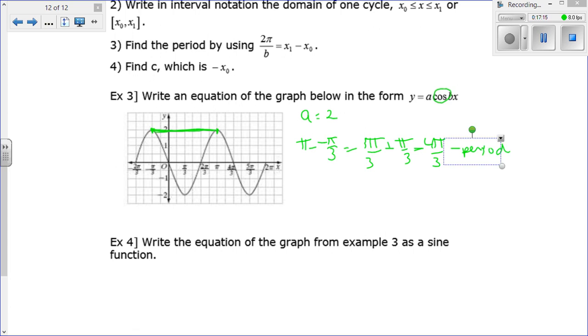Now I need to find B. Usually we have B and then we find the period. Here we have to find the period and then find B. So that means 2 pi divided by B is equal to 4 pi over 3. Cross multiply and I would get 6 pi equals B times 4 pi. Divide by 4 pi to get B alone. So B is actually equal to 3/2.